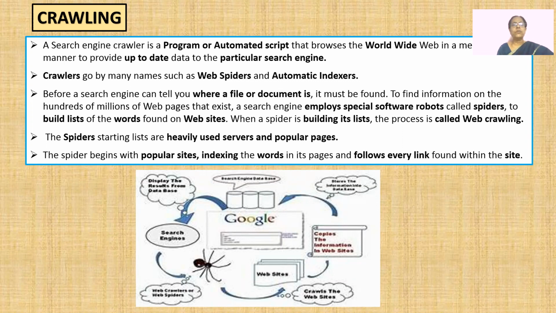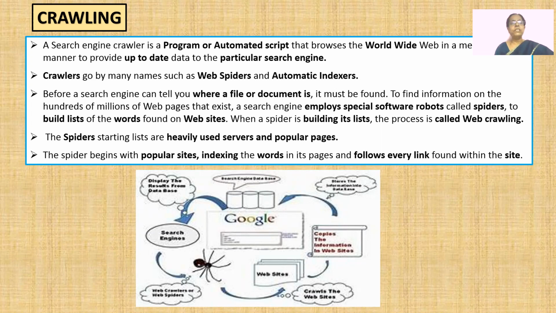What is the work of a crawler? First, what are the names given to a crawler? A crawler has many names. They are called web spiders. They are called automatic indexers. Before a search engine can tell you where a file or document is, first you have to find which search engine you're looking in, or where it must be found.